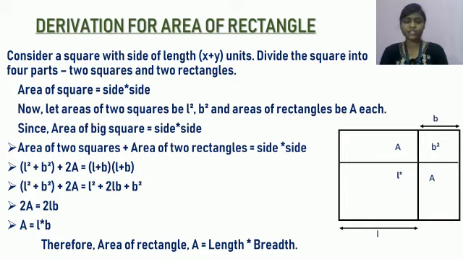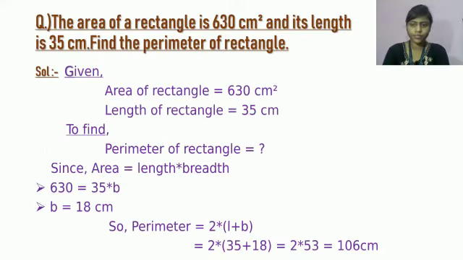That implies 2A is equal to 2LB, that implies A is equal to L into B. That is, area of rectangle A is equal to length into breadth. Thus, the formula for the area of a rectangle is length into breadth. Now we will solve some numericals based on the perimeter and area of a rectangle.